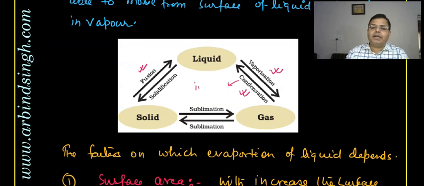Condensation is the process in which gas becomes liquid when it is super cooled, that is, highly cooled. When gas becomes solid without changing into liquid, that is called the sublimation process, and when solid becomes gas without turning into liquid, that process is also called sublimation. So I hope you remember all these things.